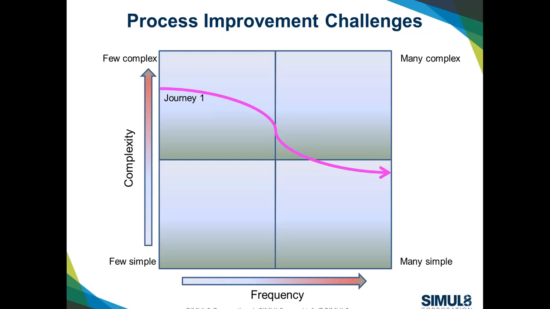This first journey I'm drawing here, a company might start with a few complex challenges, and then over time, as they adopt simulation and other technologies in their company, they may migrate to solving more problems, and they may become more efficient, solve more problems, and they might find some simpler problems to solve along that journey. Another way I see many companies start, small to medium-sized companies, is they'll start with a few very simple challenges, and they'll move to many complex challenges.